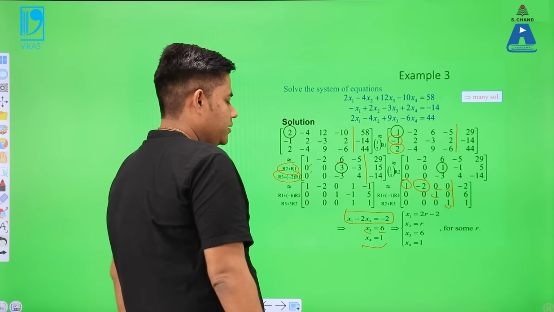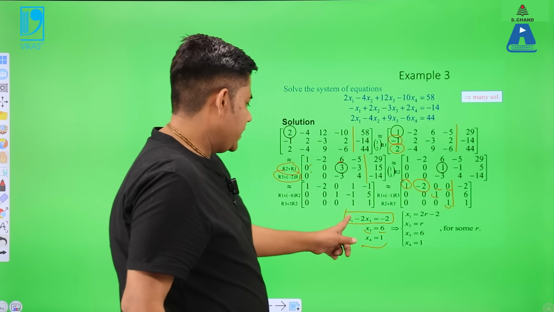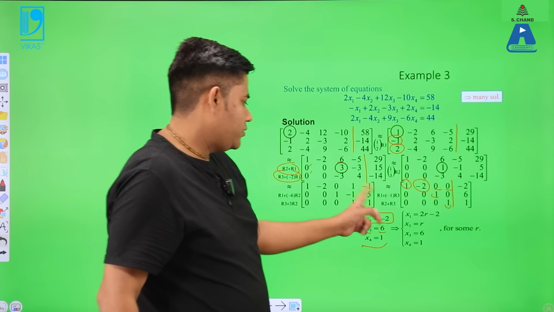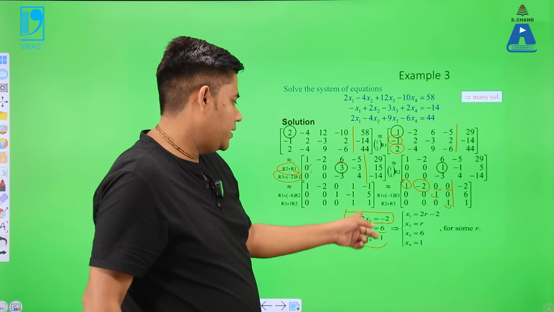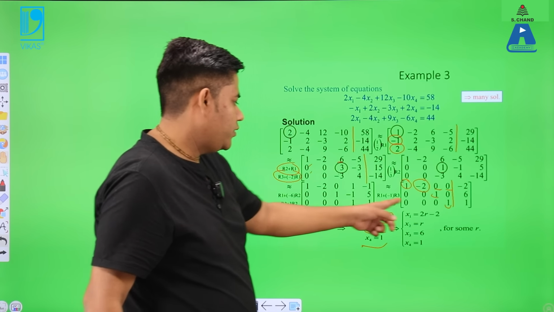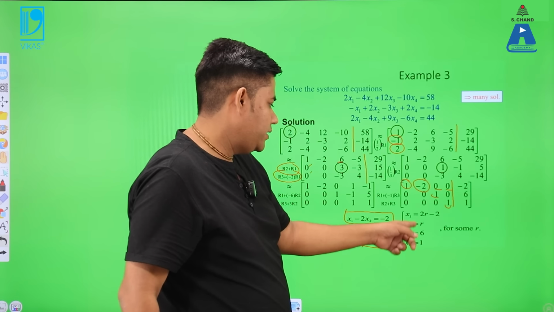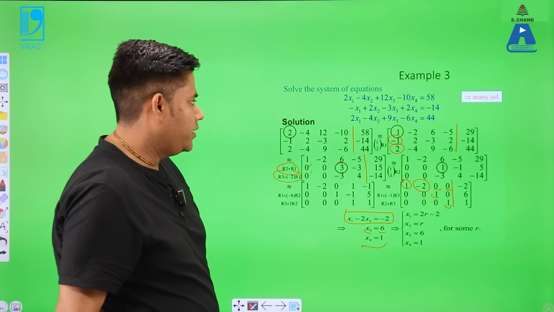So you got these results, and this x1 can be treated in terms of x2, so which would be minus 2 plus 2x2. So you can put that x2 as r. So in terms of these r values, you can find the answer.